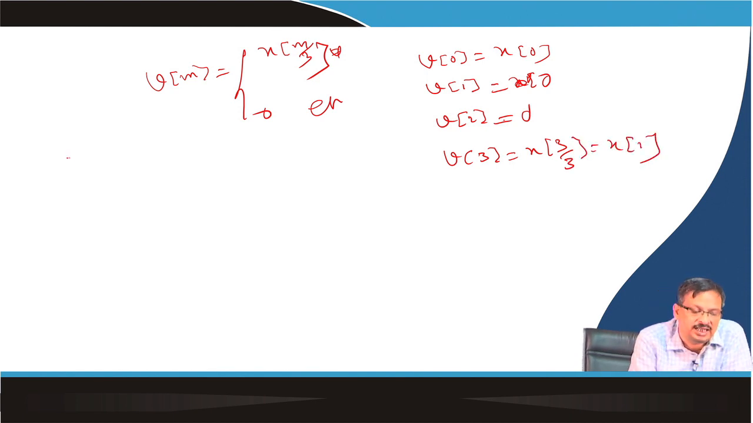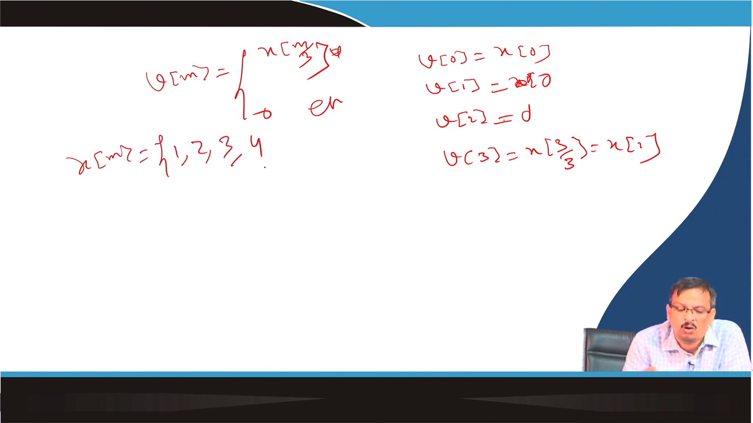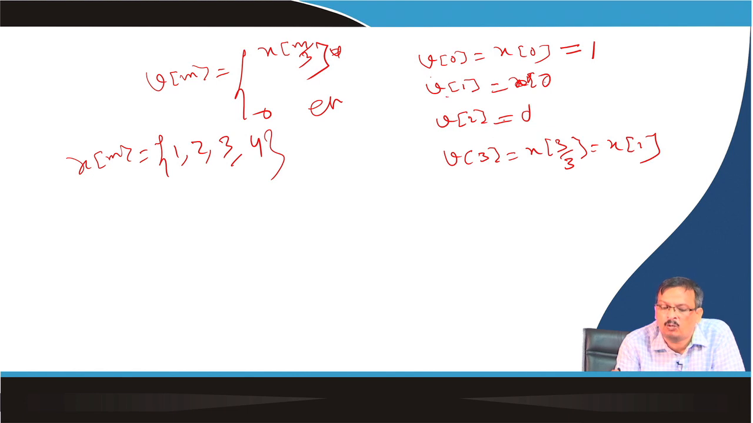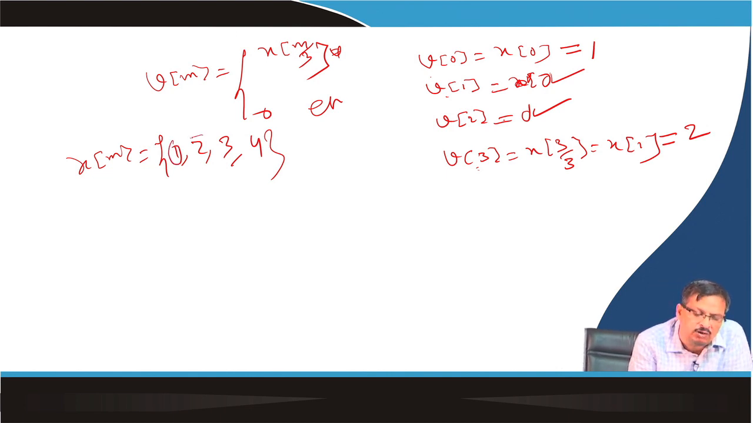So let us say I have a signal x of m equal to 1, 2, 3, 4. Then v of 0 is equal to x of 0, which is 1. v of 1 is 0, v of 2 is 0, v of 3 is equal to 2. So in between sample 1 and 2, I put two 0s.